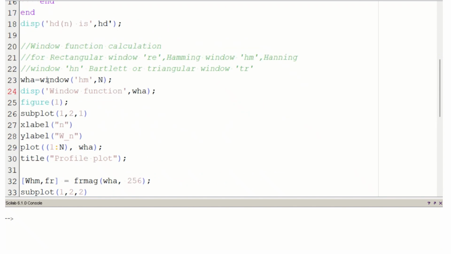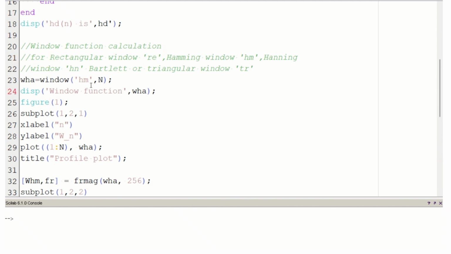window function. For that, we are going to make use of the inbuilt function window of 'HM' within single quotes, comma N. This is going to indicate which windowing technique we are going to make use of. In this particular problem, we are going to make use of the Hamming window. Therefore, HM is being used. If it is the Hamming window, then HN has to be used. For rectangular window, RE needs to be used.